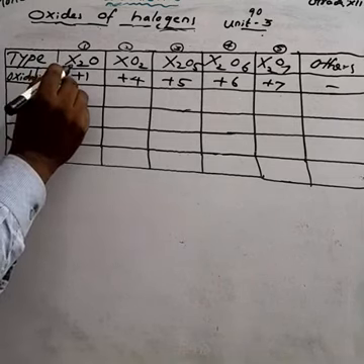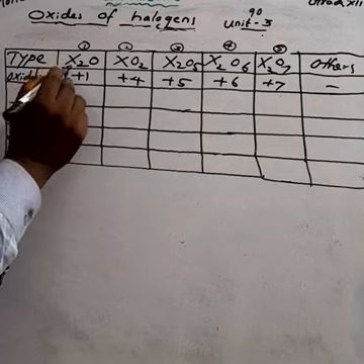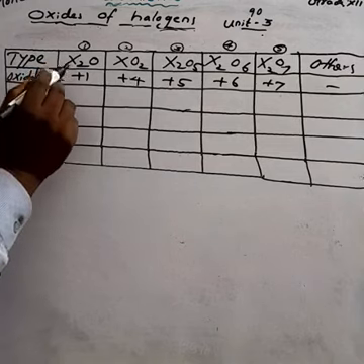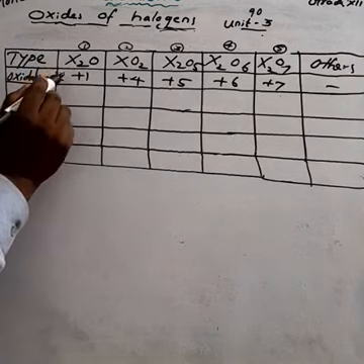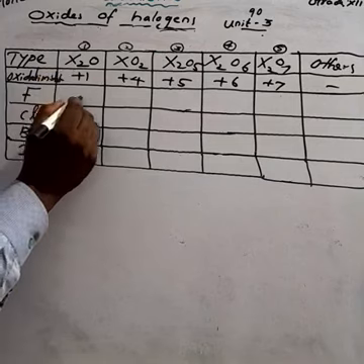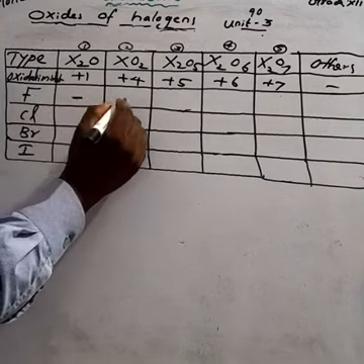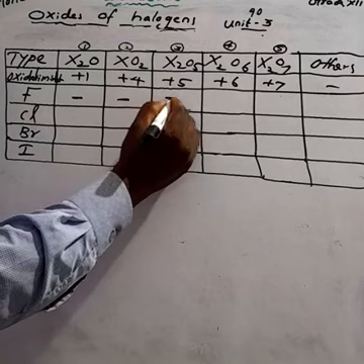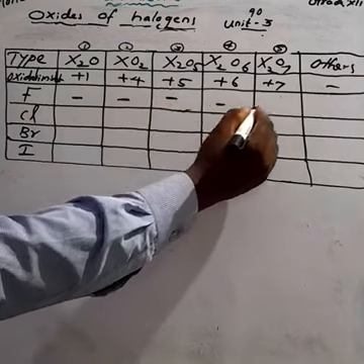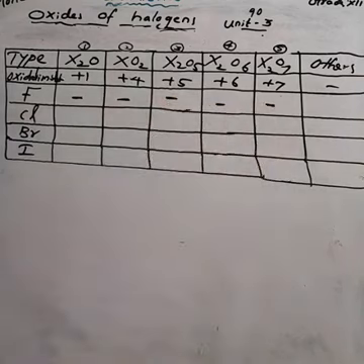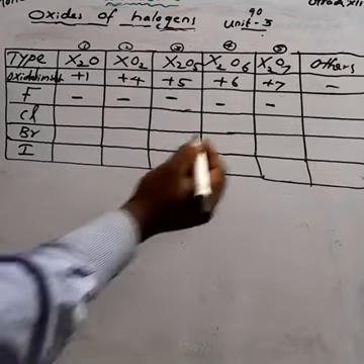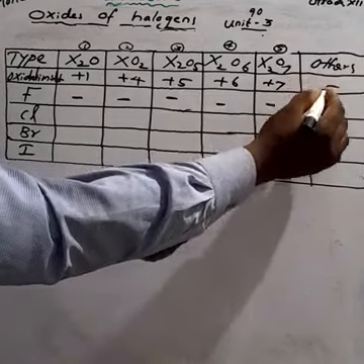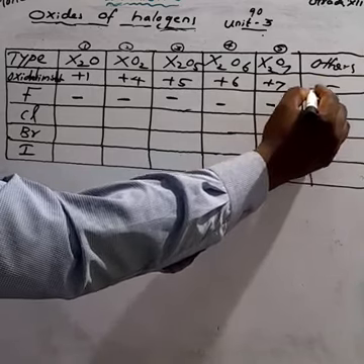Fluorine cannot form the oxides of halogen. That means it cannot form X2O compound, XO2 compound, X2O5 compound, X2O6 compound, or X2O7 compound. It cannot form them. Okay, can you understand, my dear children? Except fluorine, other halogens can form them, but fluorine can form other types.